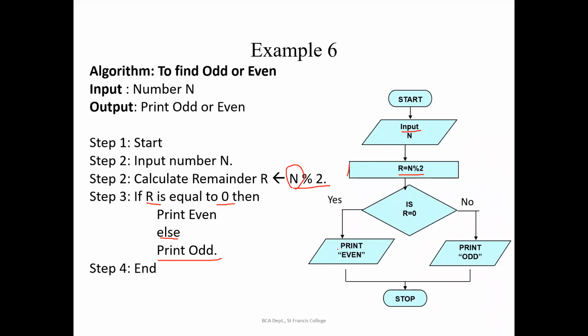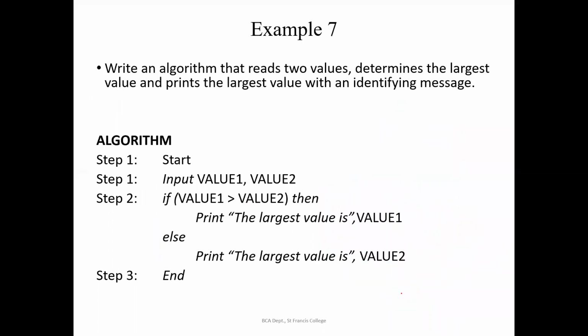If it is yes, you can print as even. If R is not equal to 0, that means the number is odd. And after that, you are showing the two flow lines connected to the one end terminal, which is stop. So you can write down this question and draw and send the flow chart.